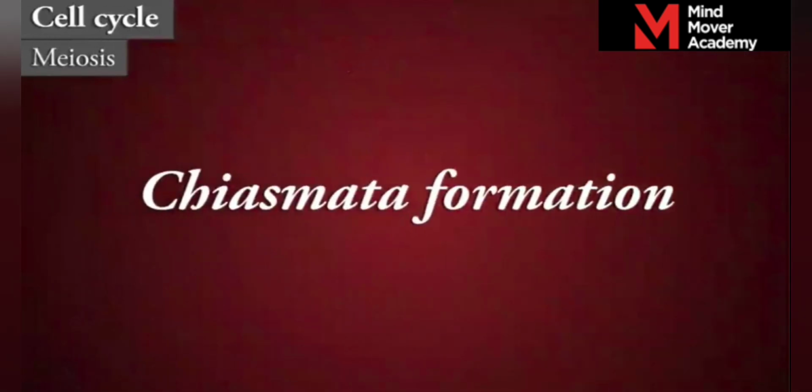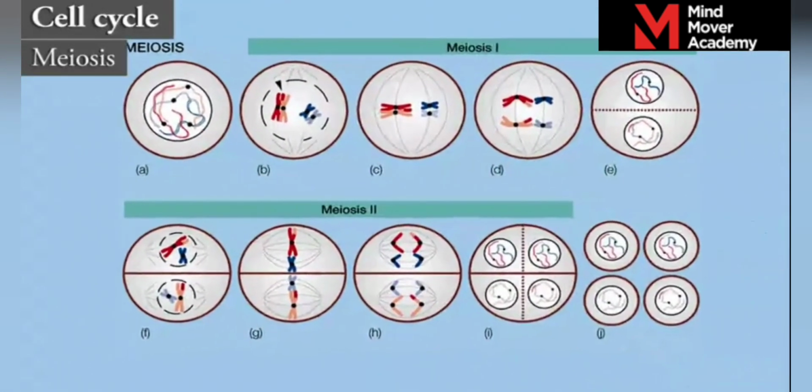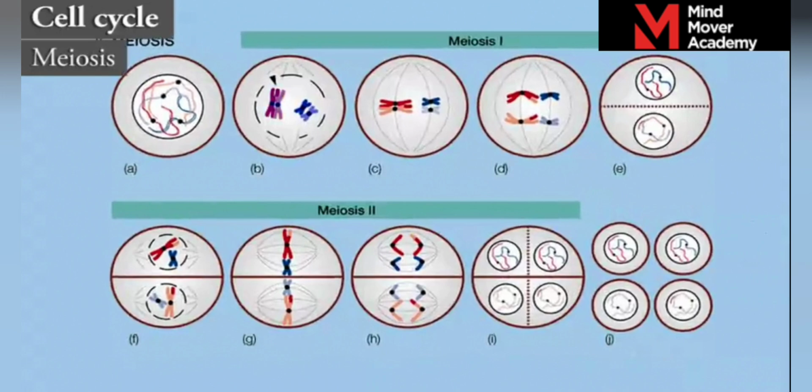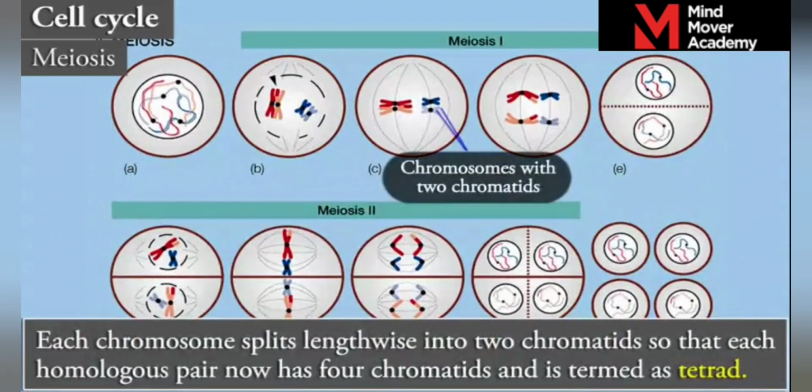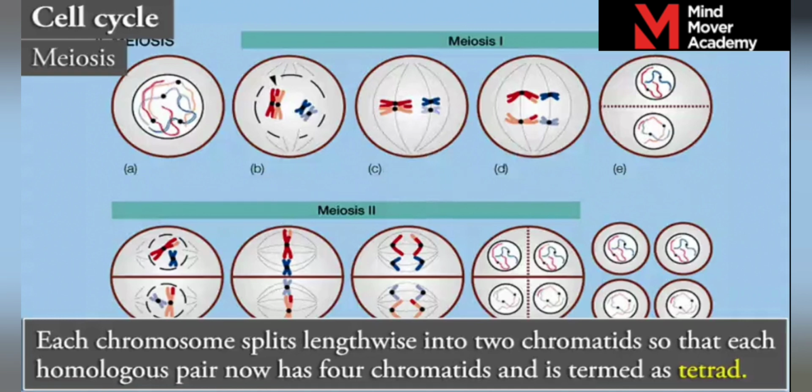Chiasma formation. Chromosomes continue to shorten and thicken. Each chromosome splits lengthwise into two chromatids, so that each homologous pair now has 4 chromatids and is termed as tetrad.